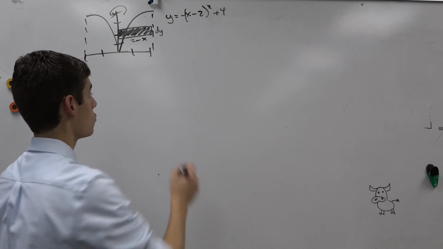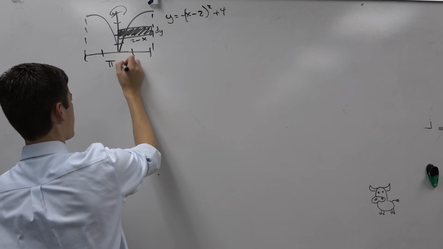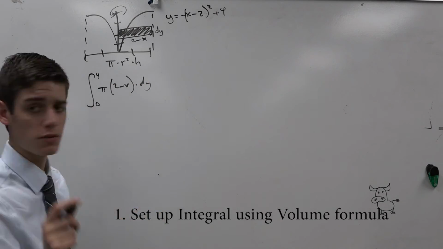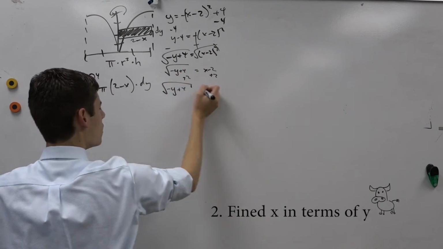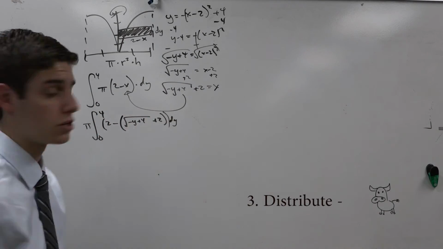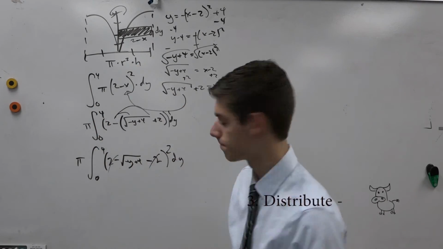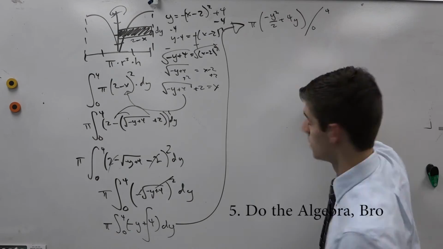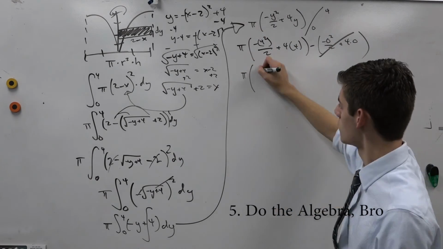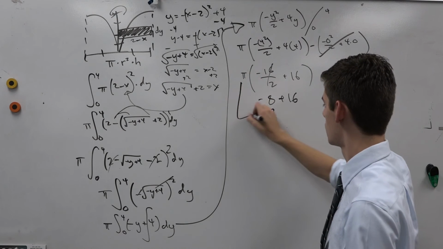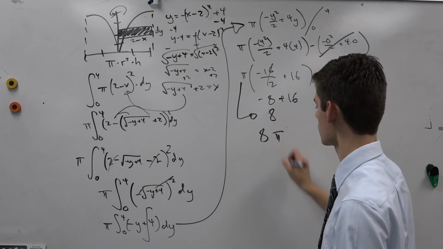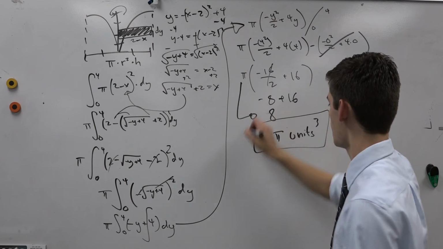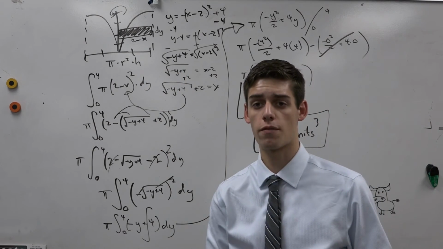Now that we have that, we can use our trusty volume formula, pi times r squared times h, and plug that into an integral. So we have 8 pi units cubed. And that is our volume of this revolution.